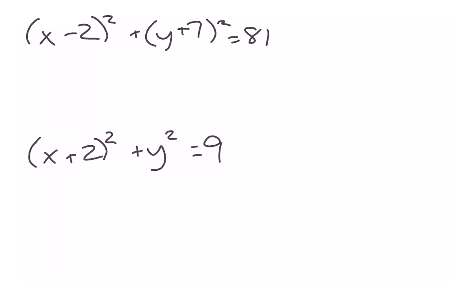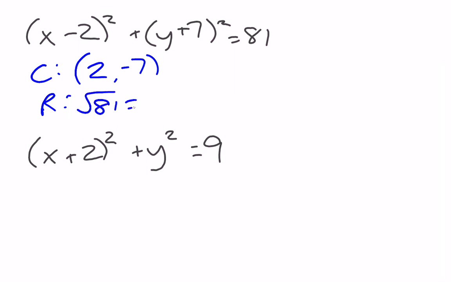The next section has you go the other direction. So your center, look at your number inside with the x, change the sign. So a negative 2 becomes a positive, and a positive becomes a negative. To do your radius, you take the square root. So the square root of 81 is 9.